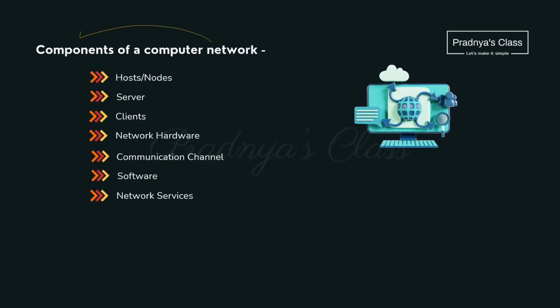Proceeding to the next topic, that is components of the computer network. So here is the list of the different components. In the network, we will have different computers. The main will be server. We have different clients. To connect computers to each other, we need some hardware devices, and even to pass information from one device to another, we need communication channel. We may need some software also for the networking. And finally, there will be some services provided by the network.